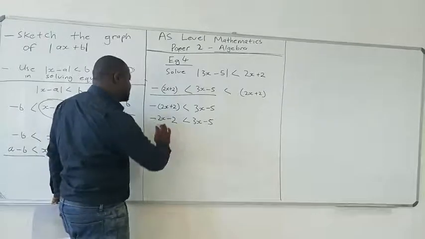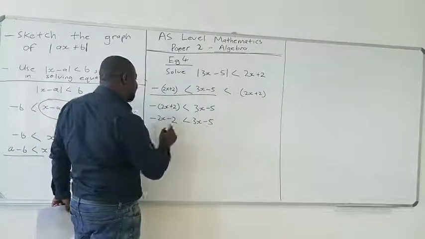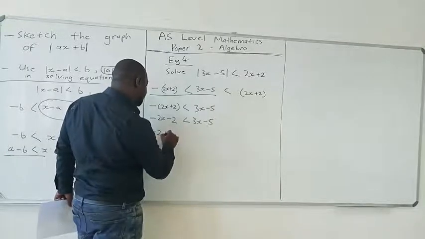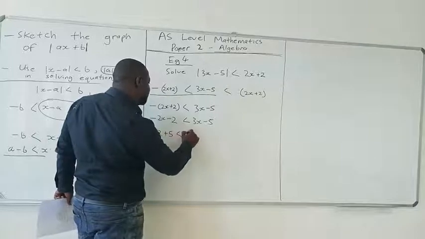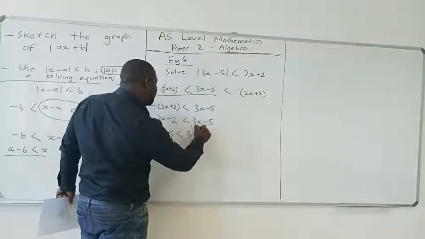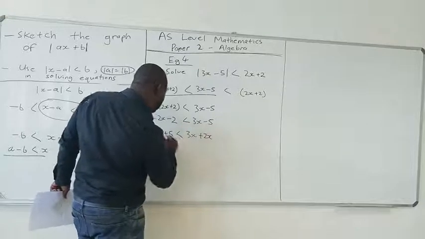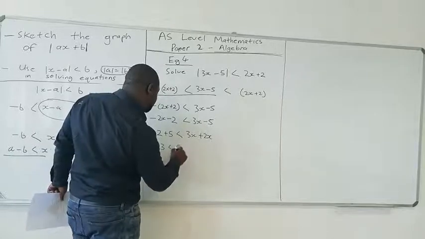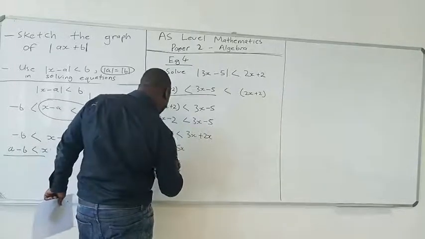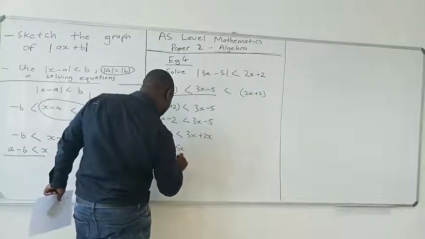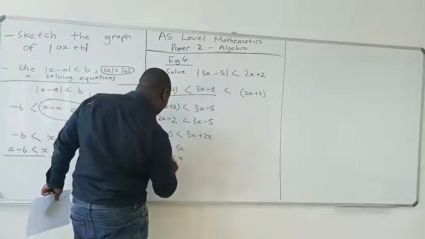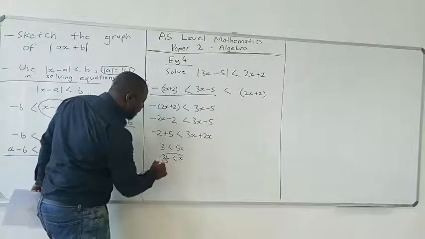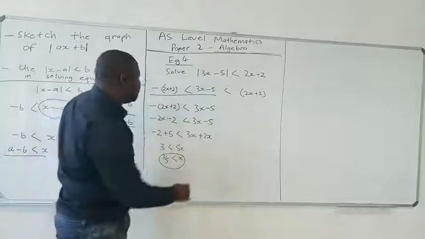We group the like terms, take the x that side, bring the 5 this side, and it becomes minus 2 plus 5 is less than 3x plus 2x. This becomes 3 is less than 5x. We divide both sides by 5 and it becomes x is greater than 3 over 5. Right? That is our first solution. X is greater than 3 over 5.